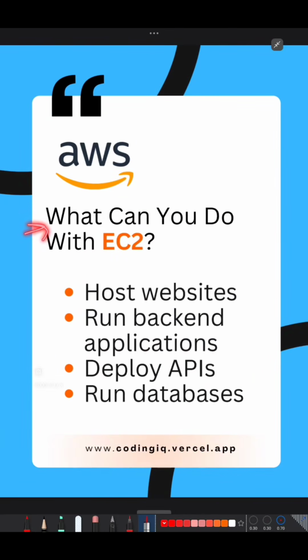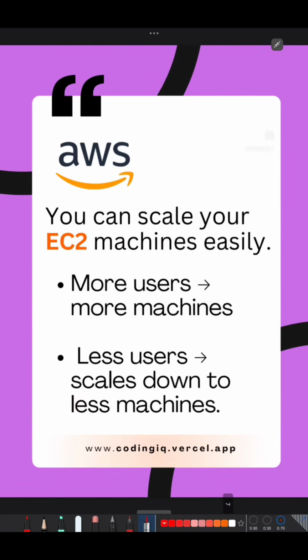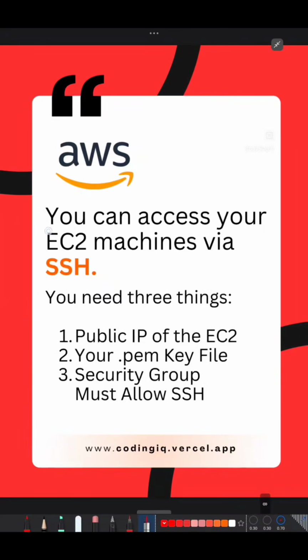What can you do with your EC2? Well, you can host your website, you can run backend applications, you can deploy APIs, and you can run your databases. You can scale your EC2 machines very easily, which means that if your website has more users, you can spin up more machines, and if your website has less traffic, less users, then you can scale down to fewer machines easily. You can access your EC2 machines via SSH, which is Secure Shell.